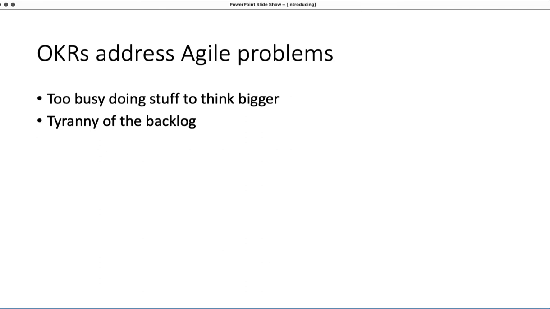OKRs can help with the tyranny of the backlog. I actually advise that if you're using OKRs, throw your backlog away. Use OKRs as a story generator. Backlogs were a great idea when we first had them 20 years ago, but these days a lot of teams are slaves to their backlog, trying to burn it down, and backlogs have become bottomless pits.